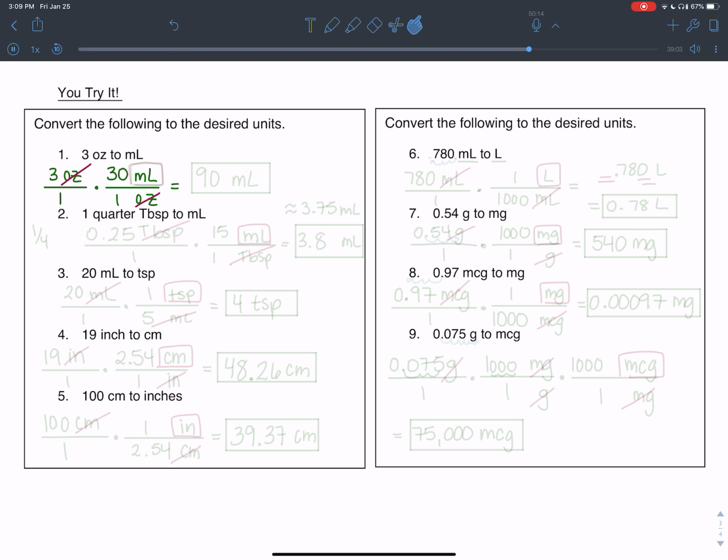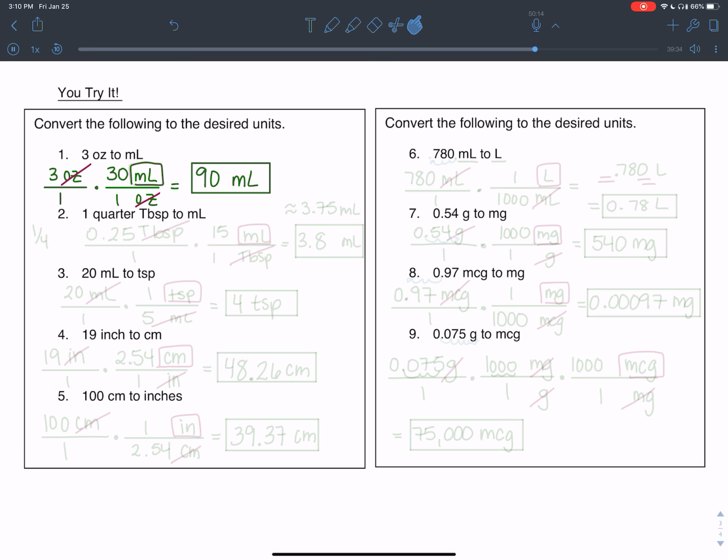So noticing the canceling, boom, boom. I do like seeing this canceling and boxing. It really helps you understand what's going on here. If you fully understand it, then it's not important, but let's just do it for a little bit to make sure you understand it. So now I just take 3 times 30, which is 90 milliliters. That's what we're talking about. Technically, this is an approximation because that's not an exact conversion.